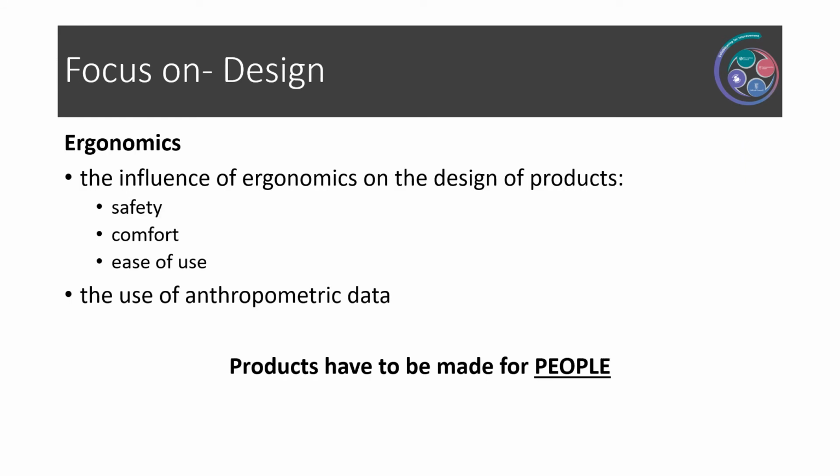The final design factor that you need to know is ergonomics. Ergonomics is the study of the human body, its limitations and strengths. At National 5 level, you are expected to be able to discuss the influence of ergonomics on the design of products. This should be in terms of safety, comfort and the ease of use for the user. You are also expected to be able to use anthropometric data tables.